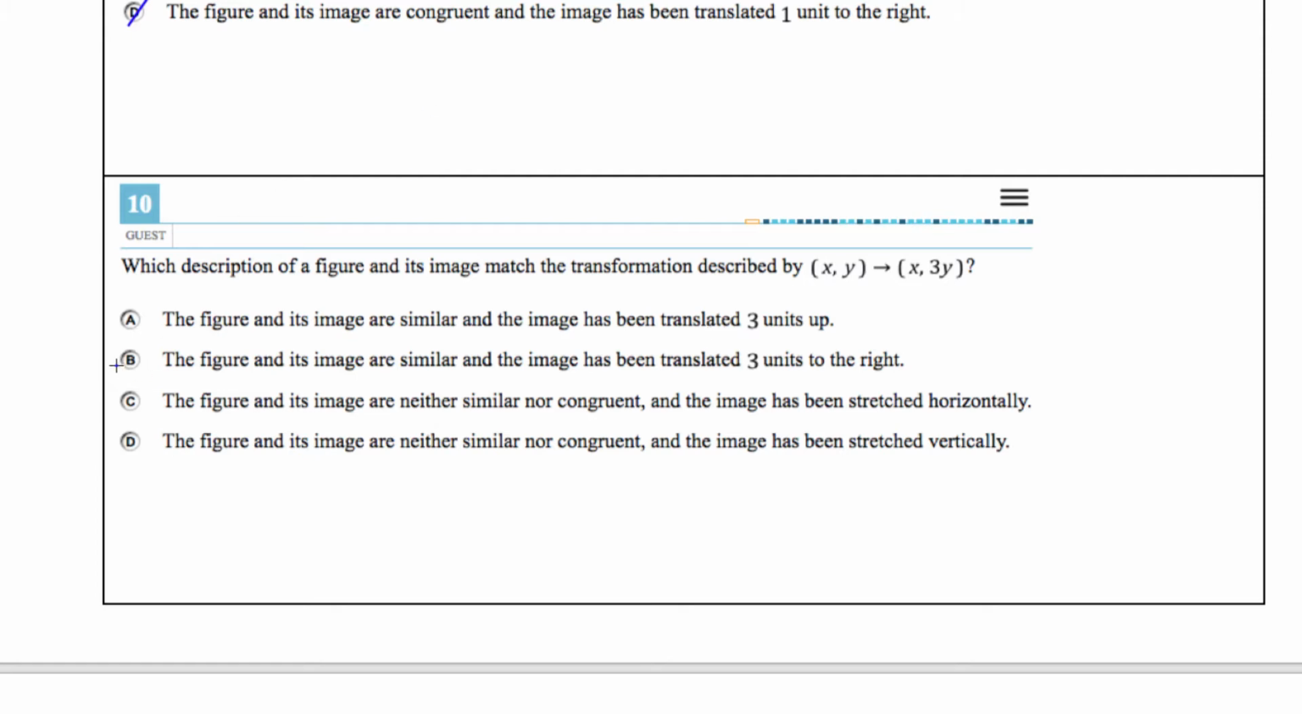So it's not A, it's not B, and it has been stretched in the y direction. Y is vertical, up and down, so the correct answer here is D.